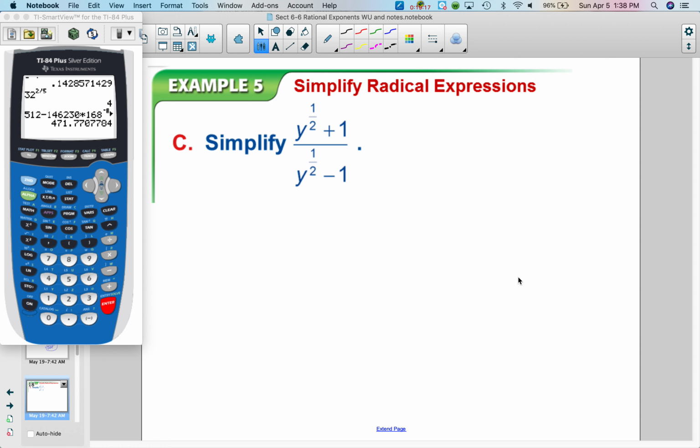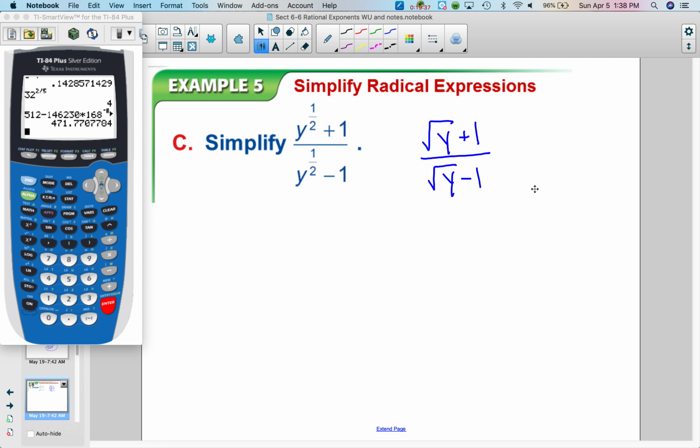Okay, this is the toughest one. Well, like it is, because it looks really complicated. Rewrite this in radical form. So the 1/2 power is the square root of y. And then down here we have the square root of y minus 1.